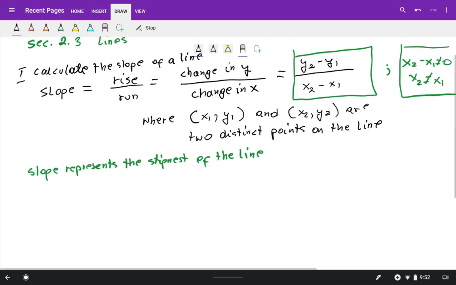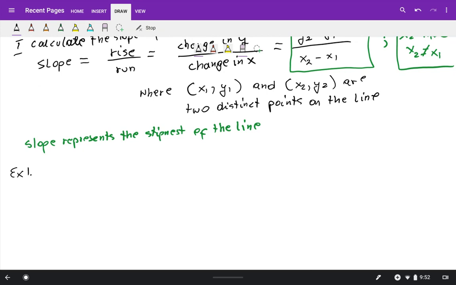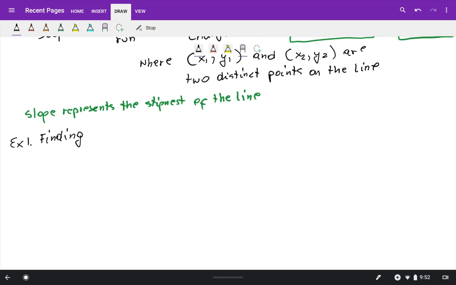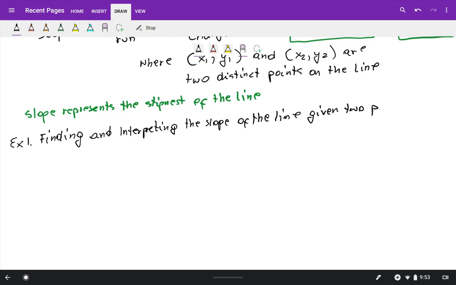So let's start with the example. Here in the first example, I'm going to teach you how to find and interpret the slope of the line given 2 points. So this is the problem.